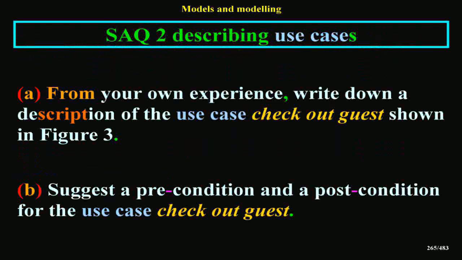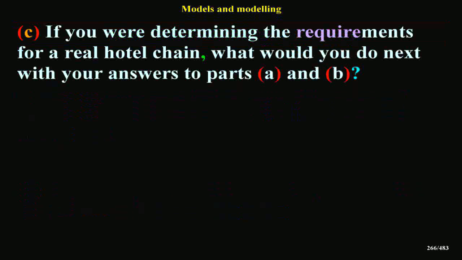SAQ 2: Describing use cases. A. From your own experience, write down a description of the use case Check out guest shown in Figure 3. B. Suggest a precondition and a postcondition for the use case Check out guest. C. If you were determining the requirements for a real hotel chain, what would you do next with your answers to parts A and B?